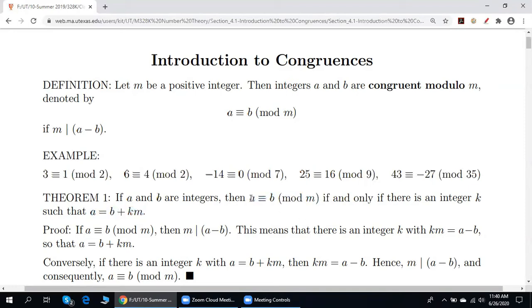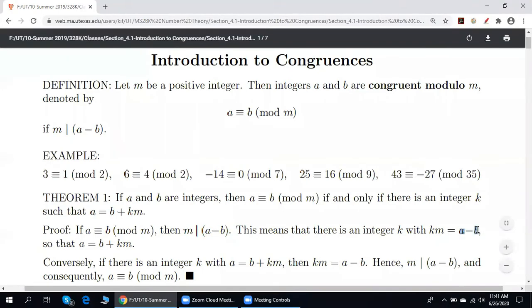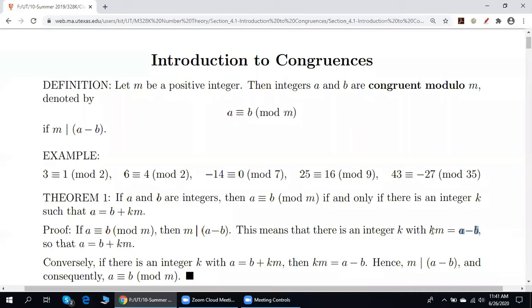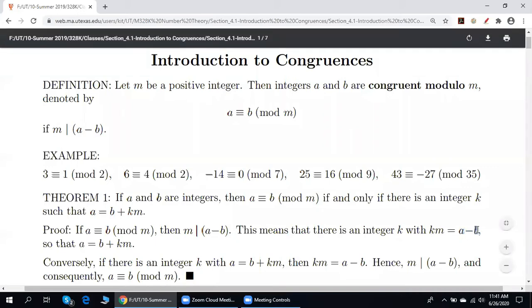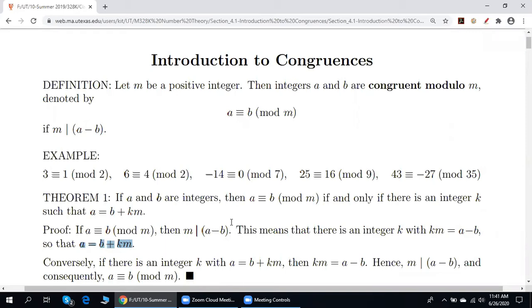So, we start with a is congruent to b modulo m. It's over here. By definition, this means the following. m divides a minus b. By definition of divisibility, this means that a minus b is equal to km, where k is some integer. Lastly, move b to the left, the result follows. So we just proved that this implies this.